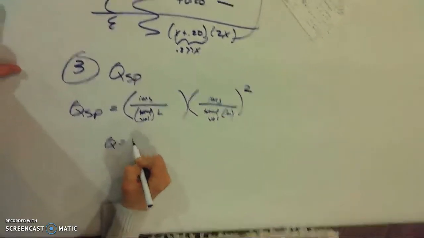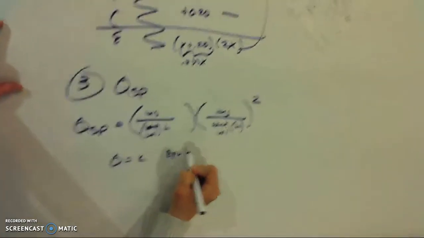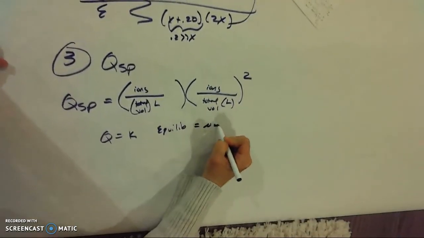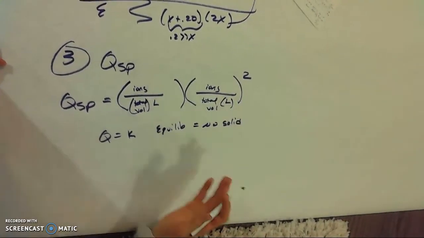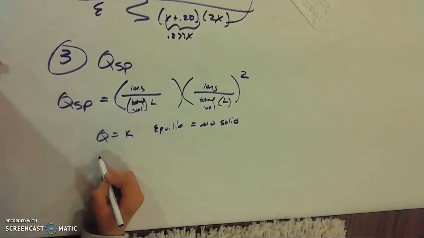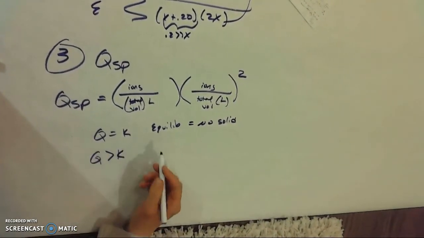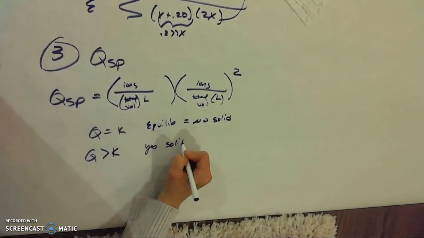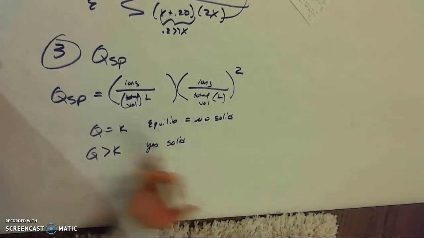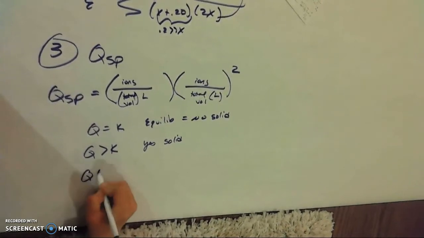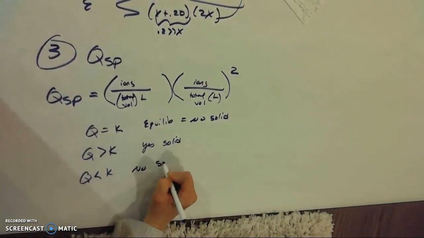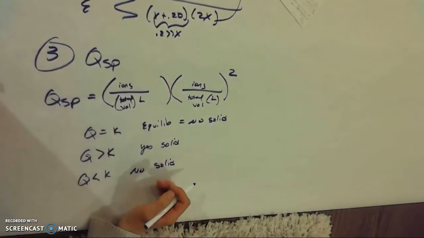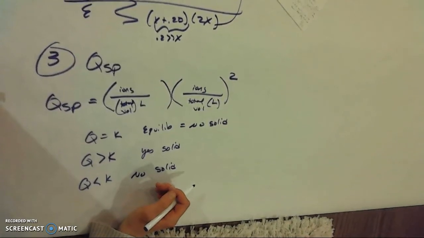If my Q is equal to the K, then we're at equilibrium, and no solid is going to happen, because there's not enough ions in solution to push it to make a solid. But if my Q is greater than K, just like with Le Chatelier's principle, then yes, you're going to get a solid, because you have enough ions, too many ions in fact, that it must shift to create more solid. If Q is less than K, then no solid will be made, because you don't have enough ions in solution, so it can't actually make its solid product.